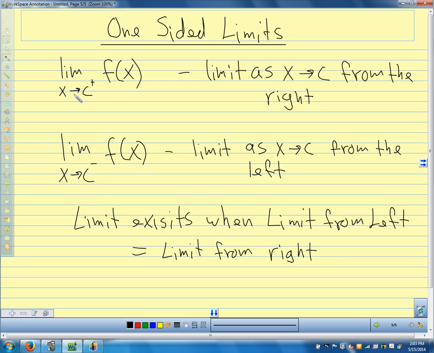So I just wanted to introduce this terminology, this symbol, so that when we have these one-sided limits, we know what we're talking about. Nothing complicated here. We're just approaching it from one side or the other side. So let's look at a couple of examples of one-sided limits. One we've looked at before, and another similar to a problem we did before.